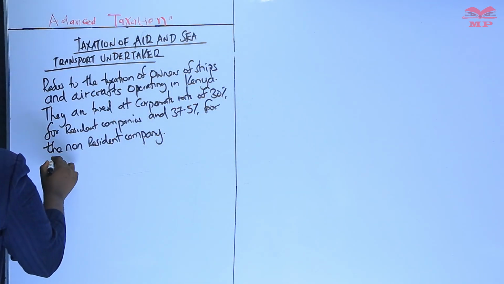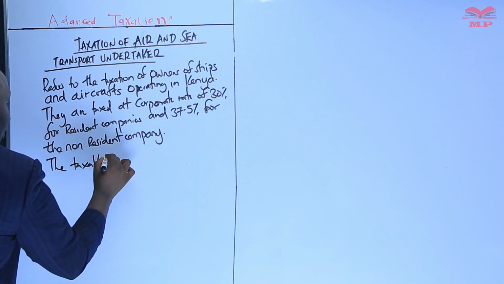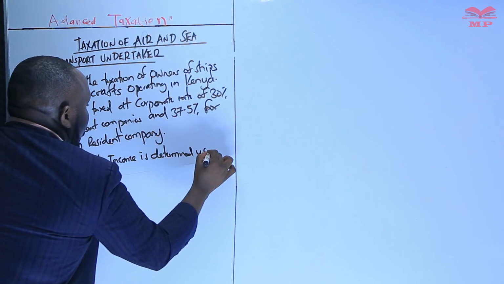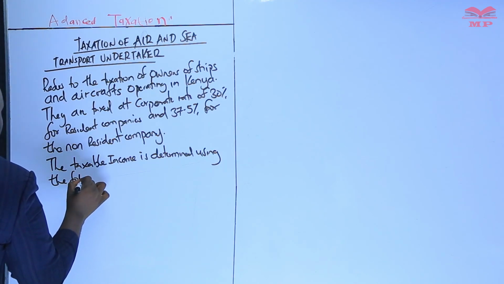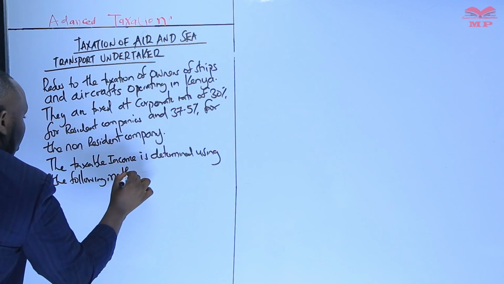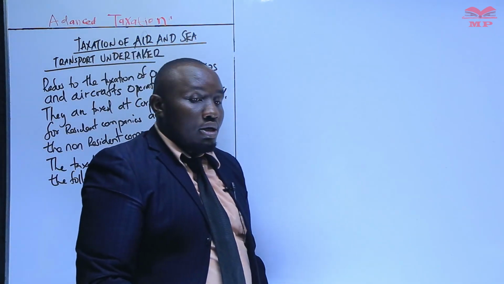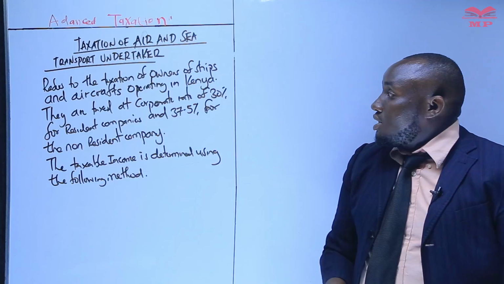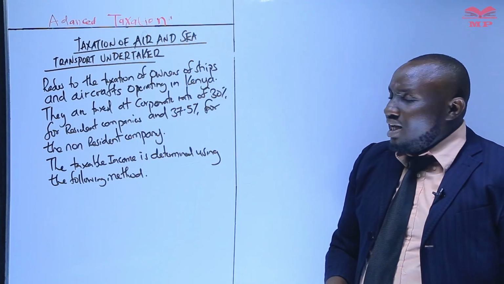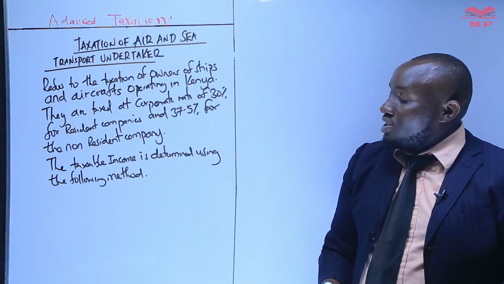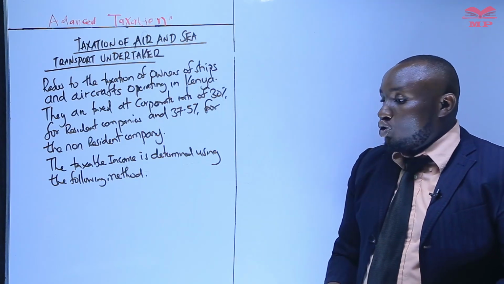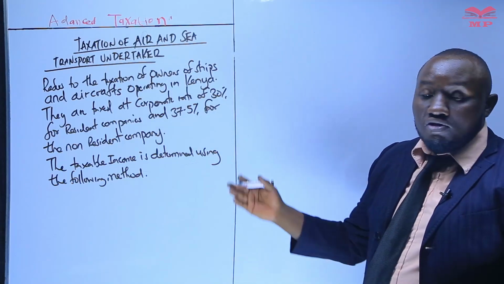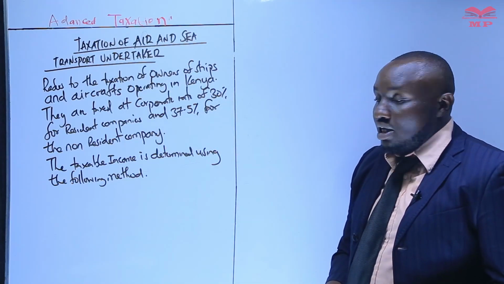So we need to understand that the taxable income is determined using the following methods. When you talk about taxation of air and sea transport undertaking, taxation of owners of ships and aircrafts operating in Kenya, we know that for the ships, they are basically engaged in passengers, cargo handling, and also the mail. I have said that we tax them at a corporate rate of 30% for the resident company, and 37.5% for the non-resident company.